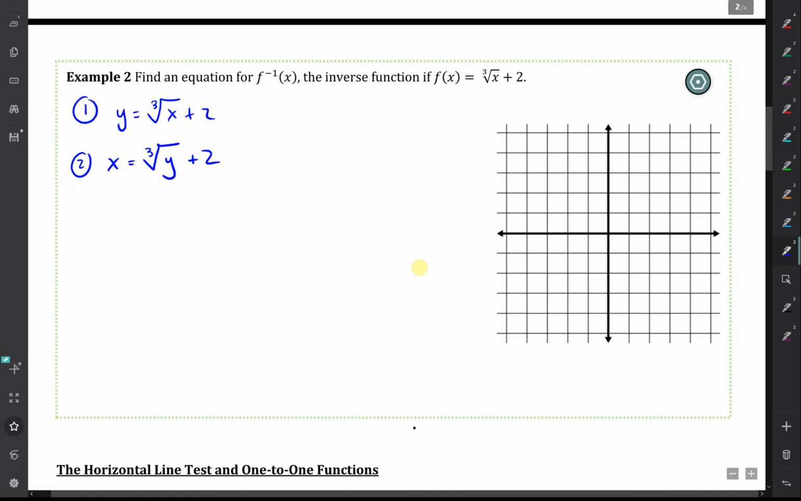And in step 3, we solve for y. So to solve for y here, what I'm going to do is isolate the radical. So that's x minus 2 equals the cubed root of y, and then I can cube both sides. So remember that the cubed root of y is the same as y to the 1/3. So that's why I'm raising both sides to the third power. And so now I get, oops, I forgot to cube the left-hand side there. So now I get y equals x minus 2 cubed, and I'll just leave it in that form.